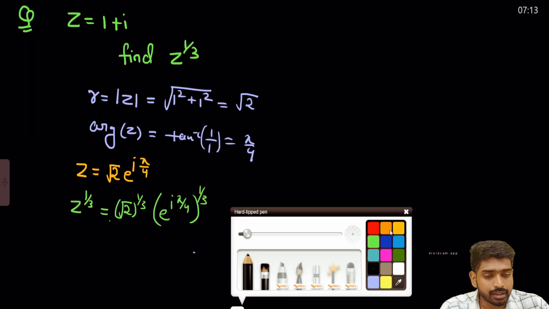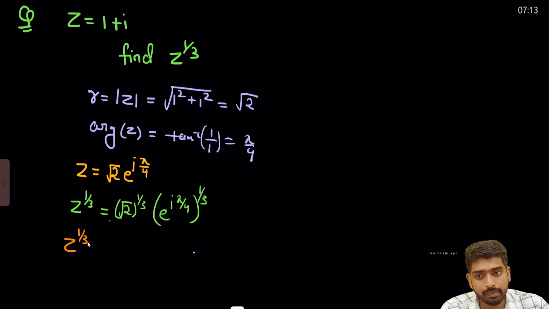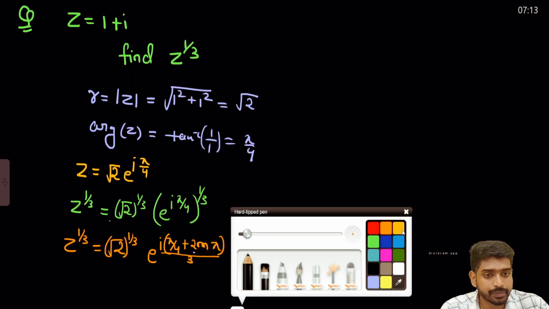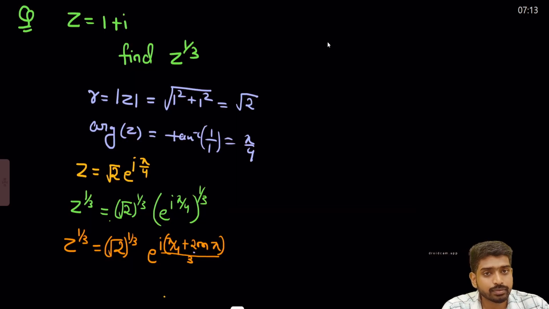So here, to get all the solutions, what I'll do first is, in this pi by 4, I will add 2m pi. Then I will send 1 by 3 inside, right? So here I can write this z to the power 1 by 3 as root 2 to the power 1 by 3 and e to the power iota, this pi by 4, I will add here 2m pi, and then I'll send that 1 by 3 inside. So I'll get this. And what is the m value? So z to the power 1 by 3 will give total three values, three solutions for this.